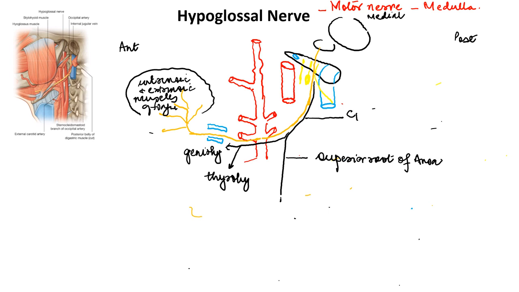Now some fibers from the C1 hitchhike and enter back through the hypoglossal canal. These are the meningeal, this is a meningeal branch for the dura mater, which are fibers from the C1. Now purely being a motor nerve, it is supplying all these muscles which we talked about. Right? Now let's see what happens when this nerve gets injured.